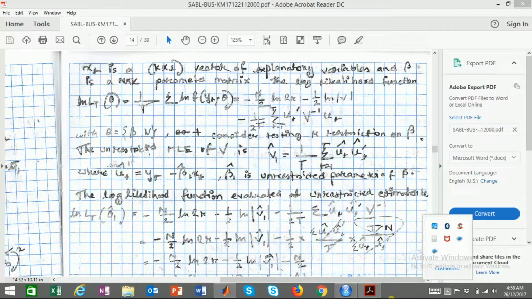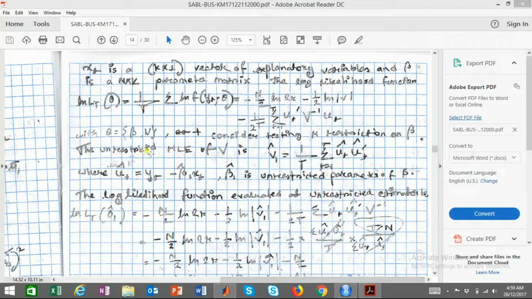The log likelihood function is 1 by t, simply the log likelihood function, which is minus n by 2 log twice pi minus half log determinant of v minus 1 by 2t summation of the disturbance transpose multiplied to the inverse of v, which is the covariance matrix, with theta equals the parameter and the covariance matrix v.